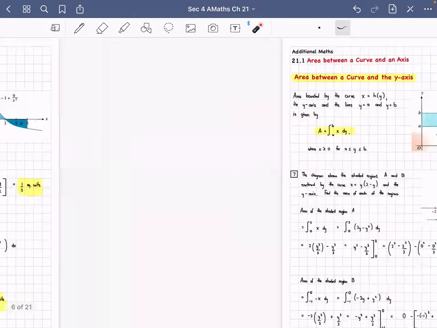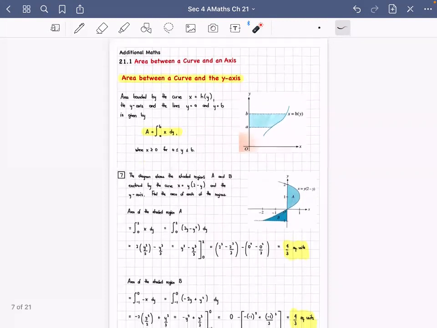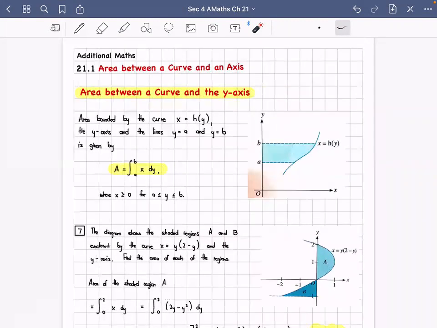Okay, now this is our next topic. So what if the area now is bounded on the y-axis? So it's connected now to the y-axis. So basically, it's almost just the same. Okay, we just, of course, our function now is in terms of y instead of x.